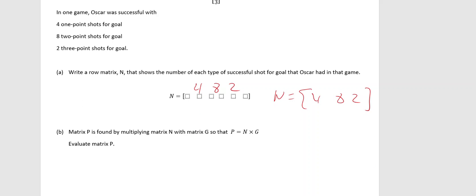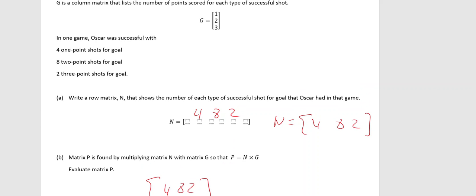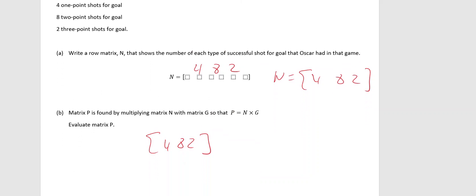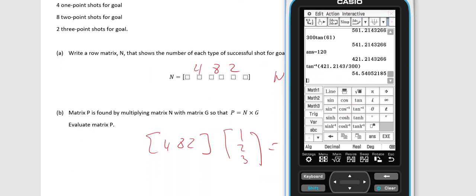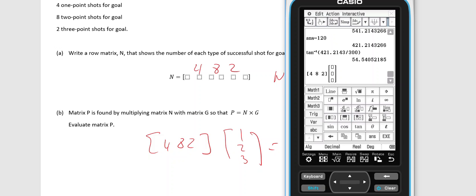Matrix P is found by multiplying N and G. So N would be 4, 8, and 2, and G would be 1, 2, and 3. So let's multiply it using the matrices tool. Now we've got to interpret it later, that's the hard part. So you've got to understand what's going on. 4, 8, and 2 times 1, 2, and 3. So it's 26.